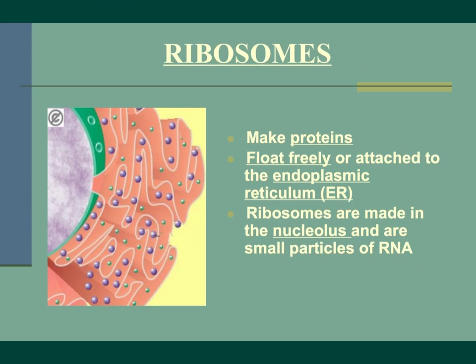These ribosomes that we just saw on that previous slide help to make proteins. We can find these ribosomes floating free within the cytoplasm or attached to the endoplasmic reticulum, specifically to the rough endoplasmic reticulum. The ribosomes are made within the nucleolus and are small particles of RNA needed in protein synthesis.